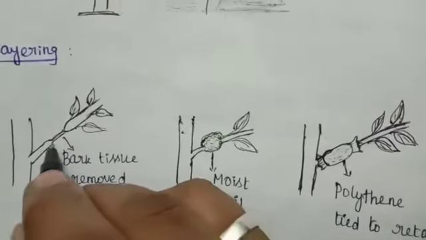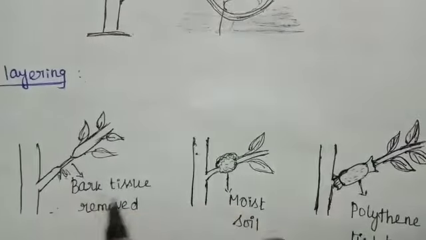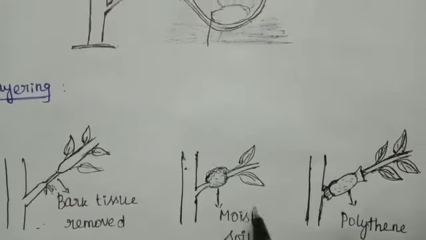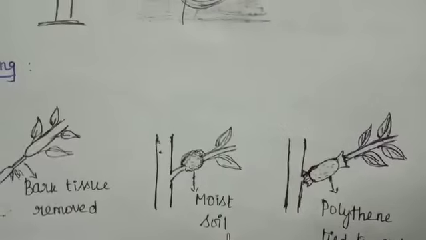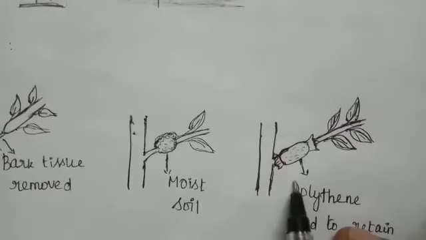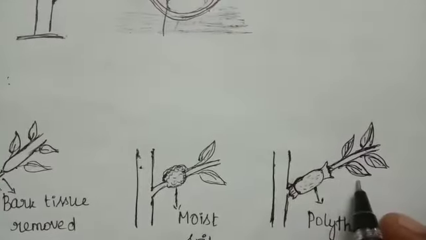In this place, rooting is formed after that. This portion is covered with the soil using polythene sheet. After 4 months, these branches are removed from the parent plant and grown in a separate pot.